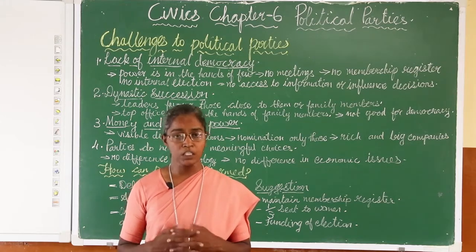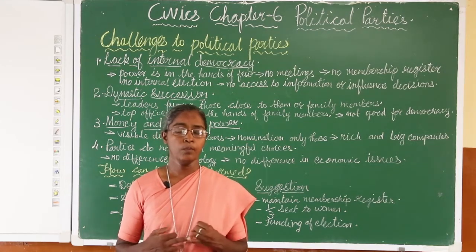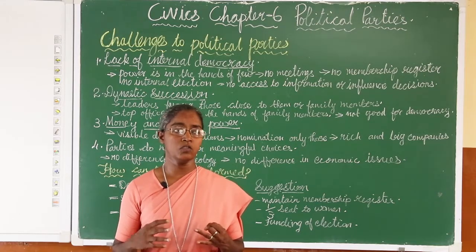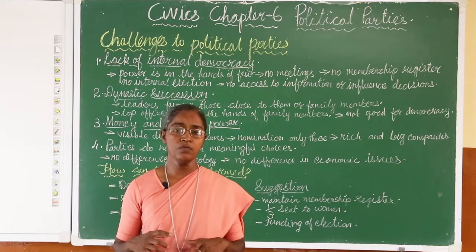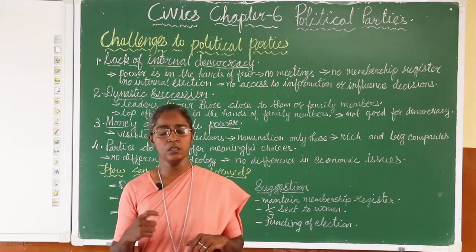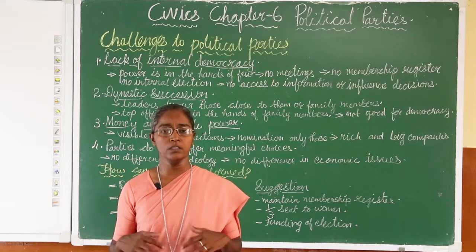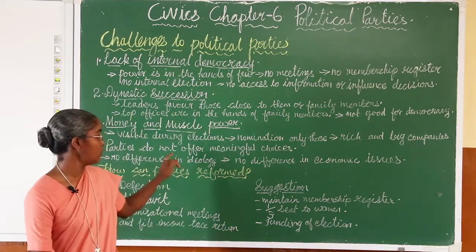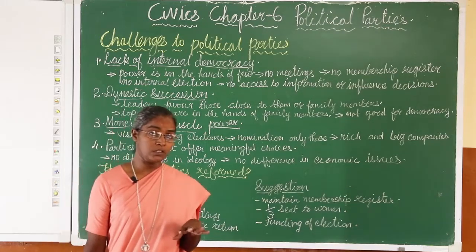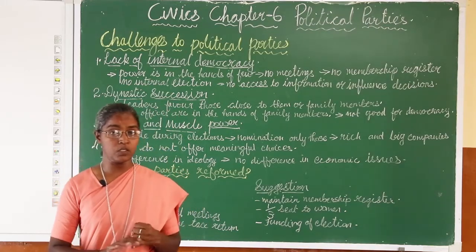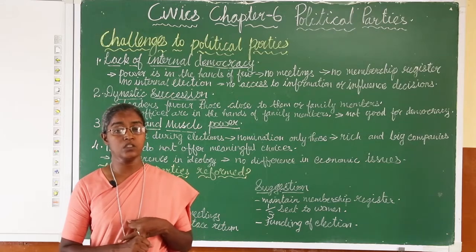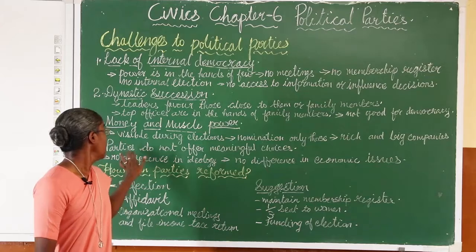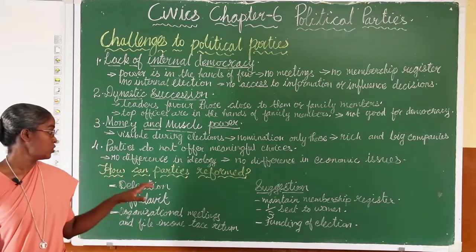They have given an example in your book, that is the Labour Party and the Conservative Party in Britain. Both the parties agree with the constitutional functioning, but they differ in the implementation of the policy. Therefore there is no choice for the people to select a party and give their vote. There are no meaningful choices. These are the four challenges. First one is lack of internal democracy, second one is dynastic succession, third one is money and muscle power, and fourth one is parties do not offer meaningful choices.